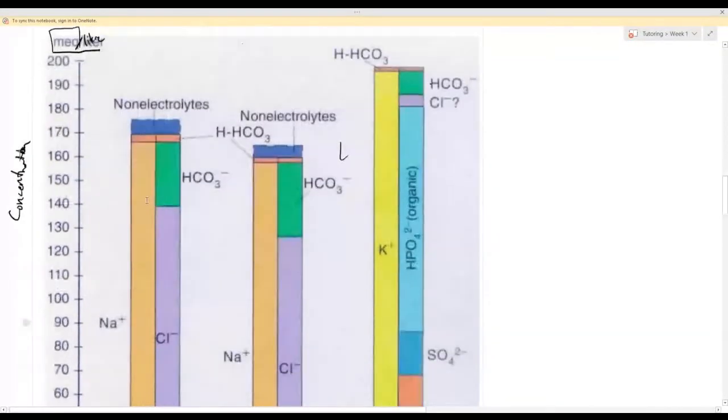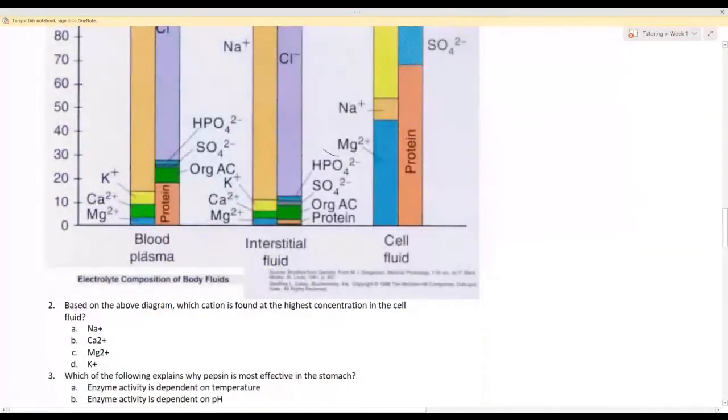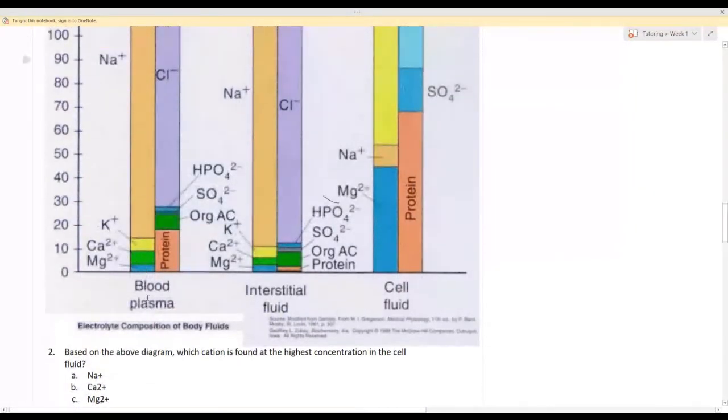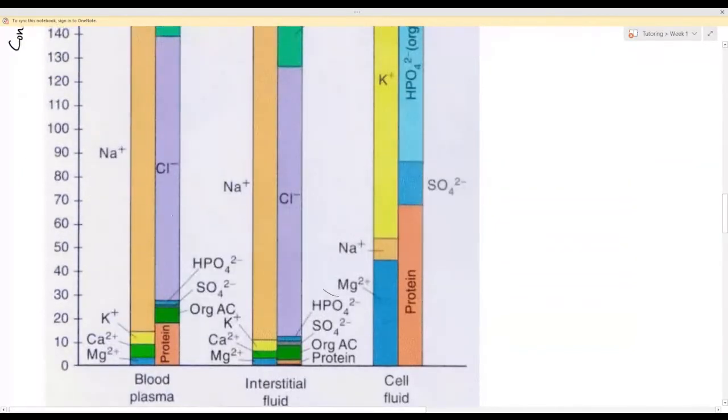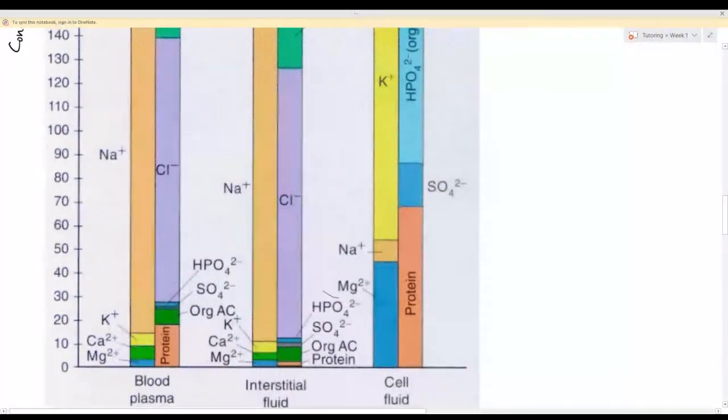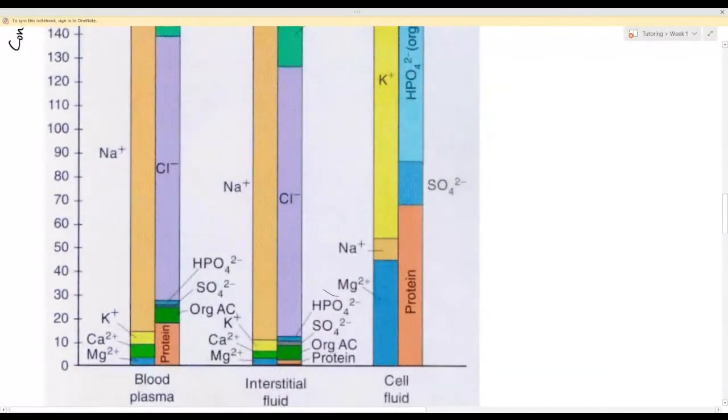Okay? And then our x-axis, it's not really an axis, but it's just telling us in the blood plasma, this is what we're looking at. In the interstitial fluid, in the cell fluid, this is what we're looking at. So this question asks us about the cell fluid. I'm going to talk about the blood plasma first as an example, and then we'll actually try to answer the cell fluid question.